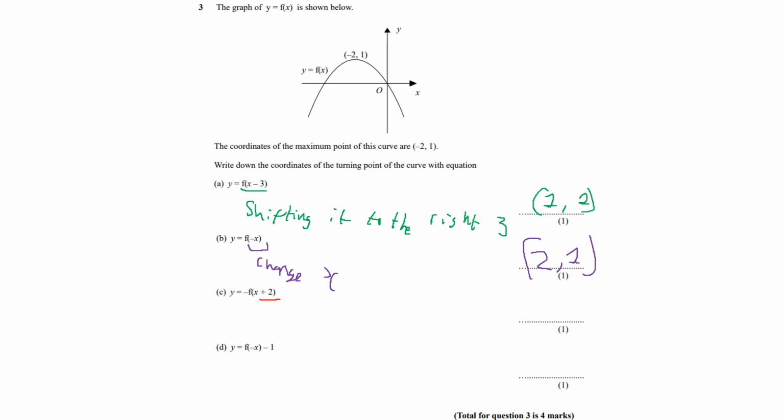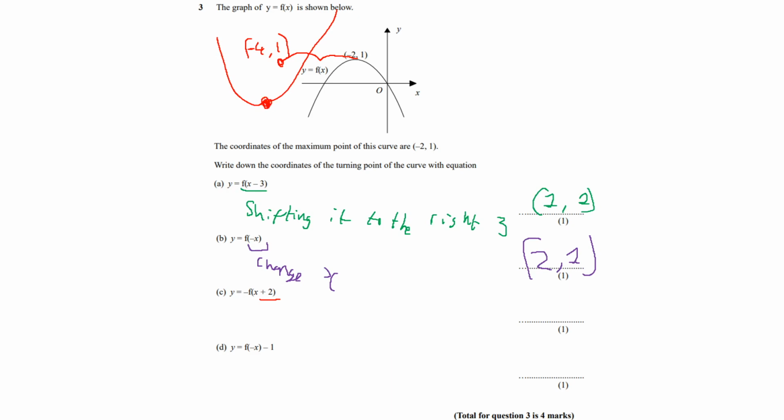So, let's shift it to the left twice. So it's going to be 1, 2. So here it's at (4, 1), (-4, 1). And because it's minus f of x, we're going to flip it so it looks something like this.